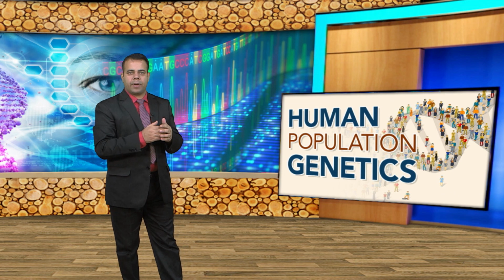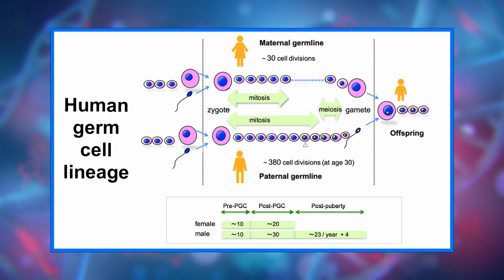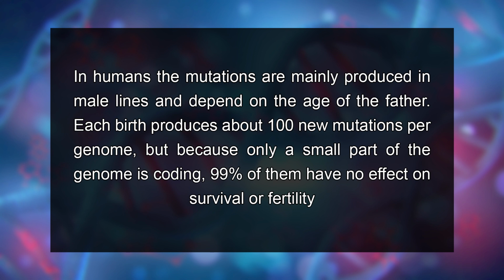The considerable amount of sperm produced by male mammals means that there is much more cell division in the male germ cell line than in the female germ cell line. This means that in humans, mutations are mainly produced in male lines and depend on the age of the father. Each birth produces about 100 new mutations per genome, but because only a small part of the genome is coding, 99% of them have no effect on survival or fertility, because they are non-coding.